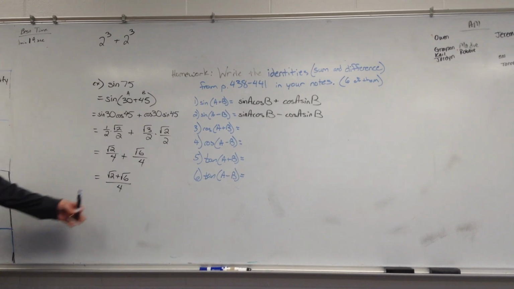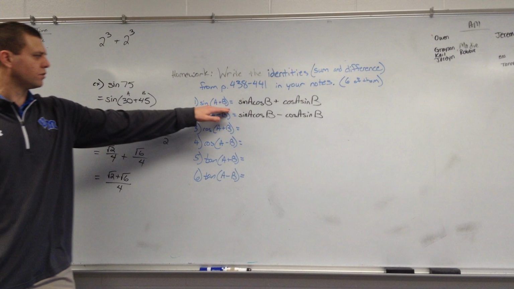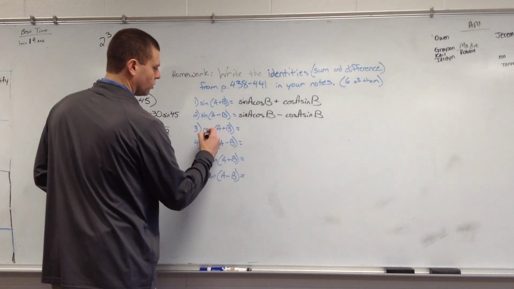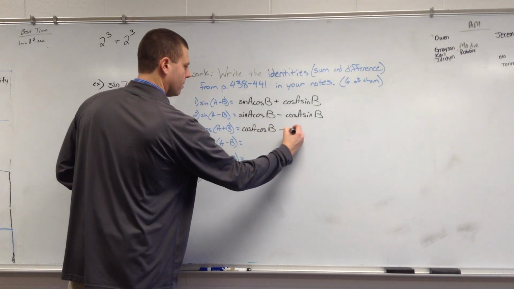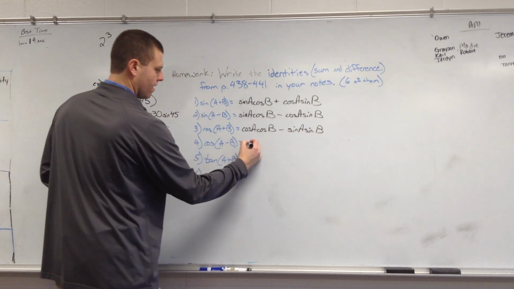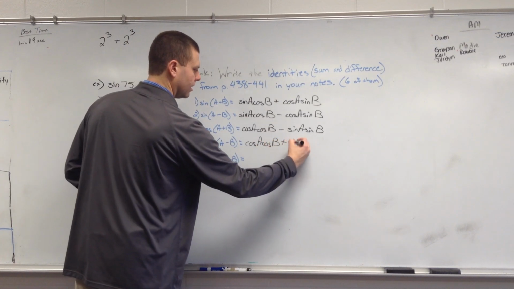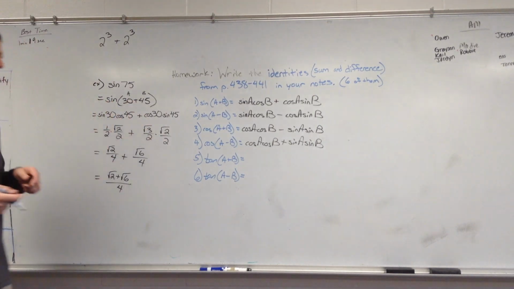Okay? So there's kind of an example of using this first identity right here. All right? Cosine of A plus B. Here's your identities for that. Cosine A, cosine B, minus sine A, sine B. This one's exactly the same, but there's a plus sign. And again, we'd use them very similar.